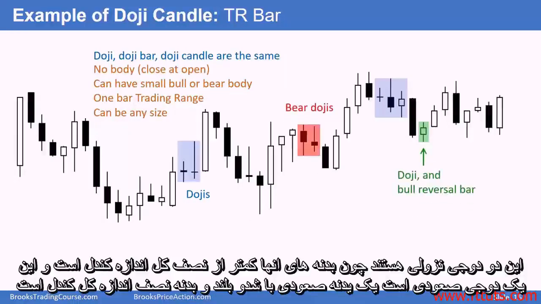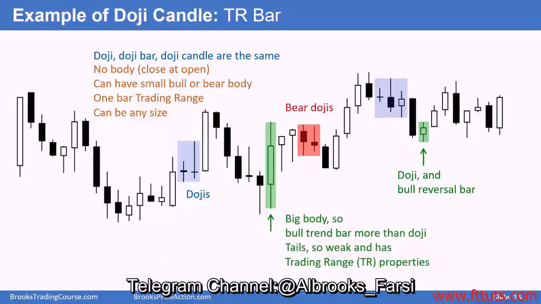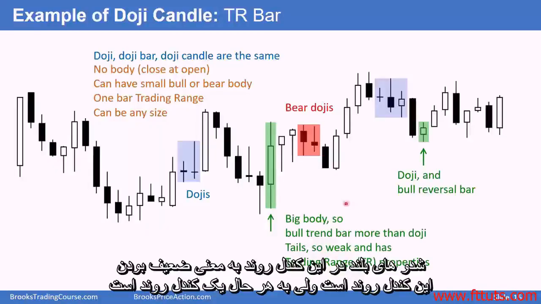There are some bear dojis. This one, the body is about half the size of the bar. So I would call it a doji, plus it's a small bar. And here's a bull doji, a bull body and prominent tails, the body less than half the size of the bar. The prominent tails mean that it's a weaker trend bar, but it's still a trend bar.